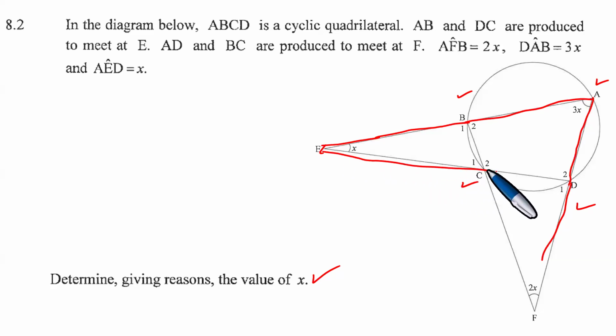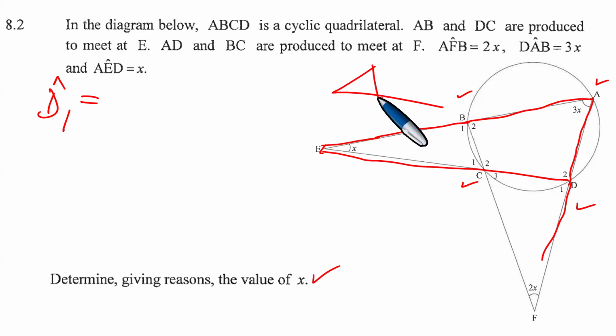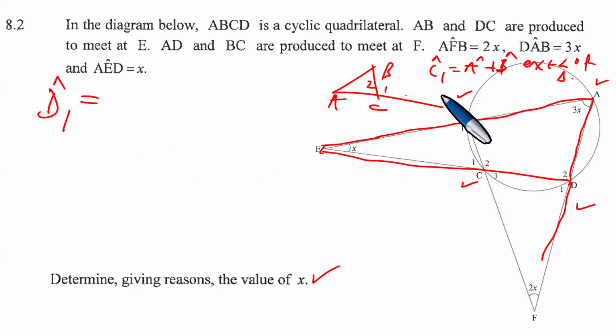We know from grade 10 that the angle D1, at grade 10, we're taught that if you have a triangle with angles A and B, and this is C1, then C1 is angle A plus angle B. This is the exterior angle of a triangle, which is equal to the sum of the interior opposite angles. So C1 is equal to A plus B. So the angle D1 is going to be equal to 3x plus x.